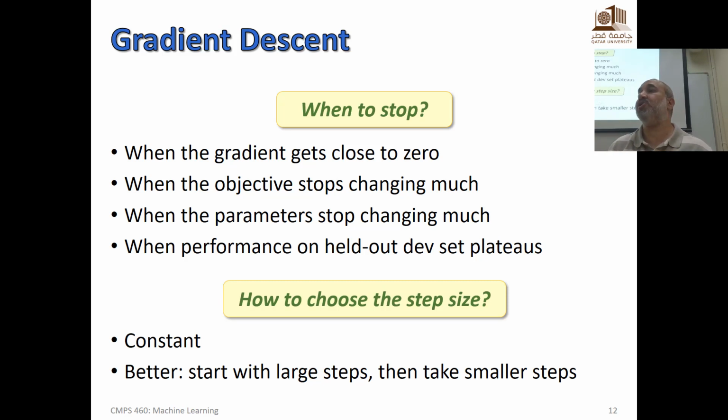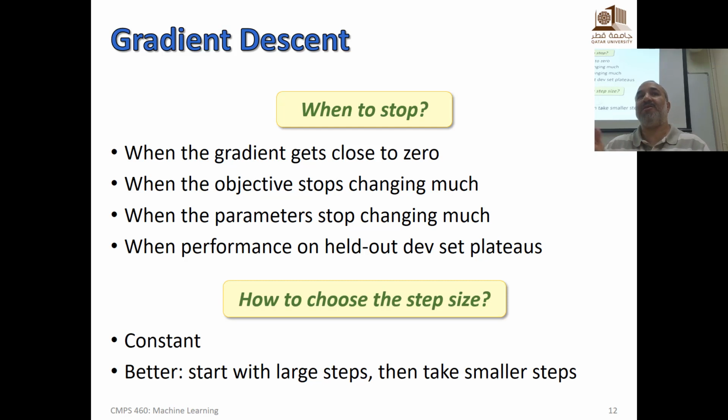Now, what's the intuition behind that? Why should we do that? Why should we start with large steps and then take smaller steps? Why do you think this might be a good idea? Faster convergence. How? Why should we start with large steps?